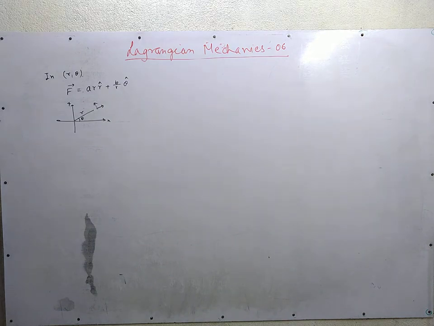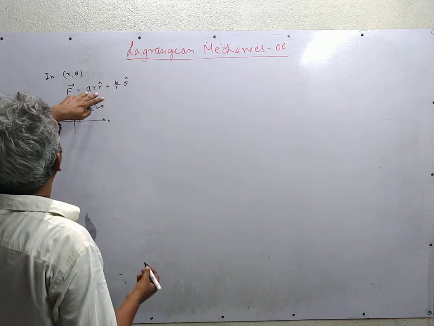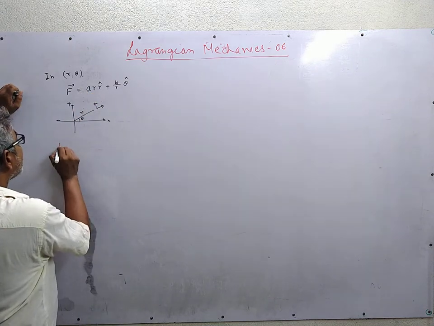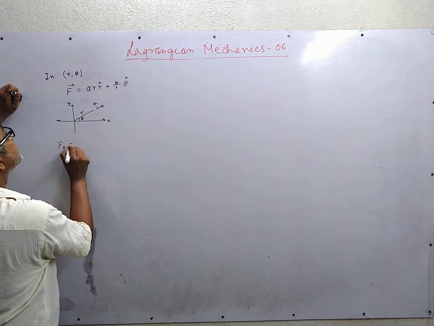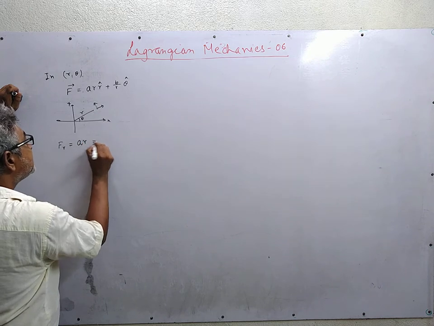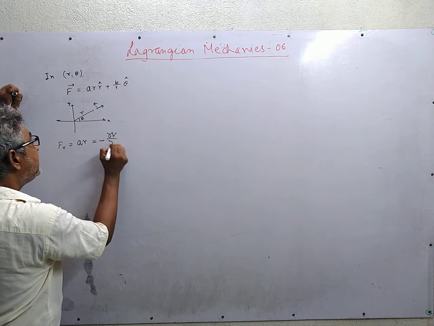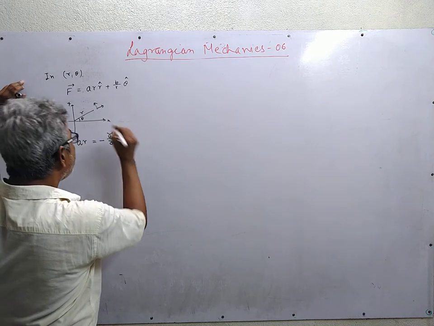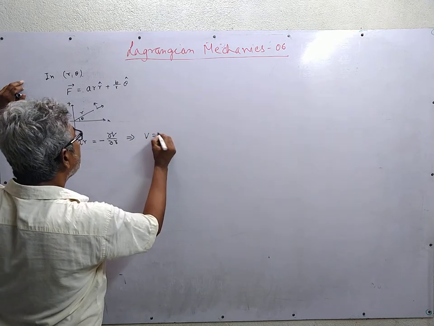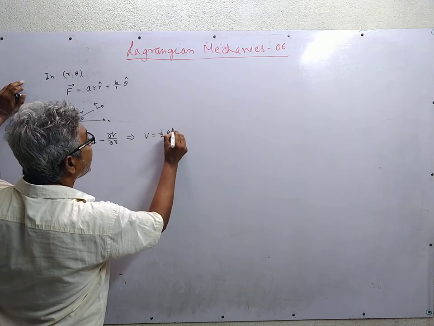Now, if we want to represent this by the radial part, if we write the radial part of the force as Ar, which can be written as minus del V by del r, then apart from a constant, V is half A r square.